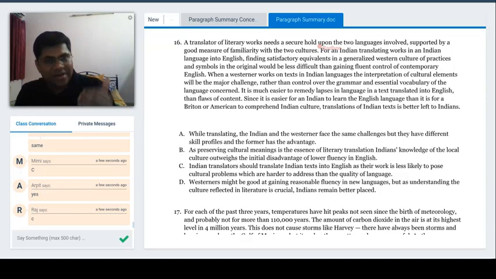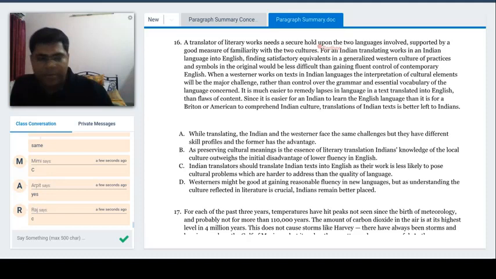And then he says, when a Westerner works on texts in Indian languages, the interpretation of the cultural elements will be a major challenge rather than control over the grammar. That means for an Indian, interpretation of the cultural aspect is going to be easy, but language fluency is going to be a challenge. For a Westerner, the cultural aspect is going to be a difficult thing, but language fluency is going to be an easier thing. This is what he is trying to communicate. Are we clear about it, people, so far?